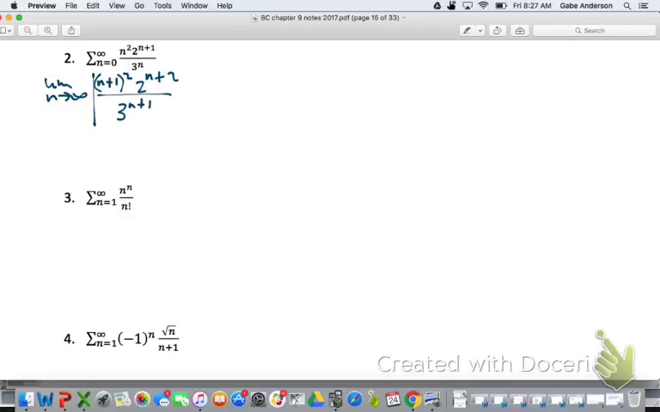Instead of dividing, we're going to just multiply by the reciprocal. So copy, dot, flip. So it'd be times 3 to the n over n squared times 2 to the n plus 1. Okay. Now, some arithmetic. Here we go. What do we do with the 2's? There's two 2's. How do we handle those?